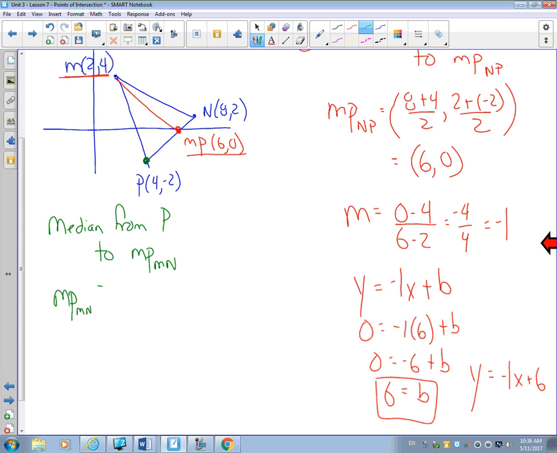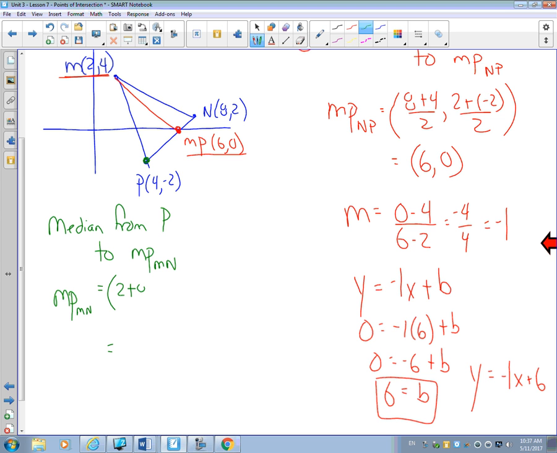Midpoint of MN is 4 plus 8 over 2 and negative 2 plus 2 over 2. What's that going to give us? 4 plus 8. Oh, sorry, hang on, that's the wrong numbers. That was the wrong points. All right, be careful here. Don't want to mess all this up. I was doing PN. I need to do MN.